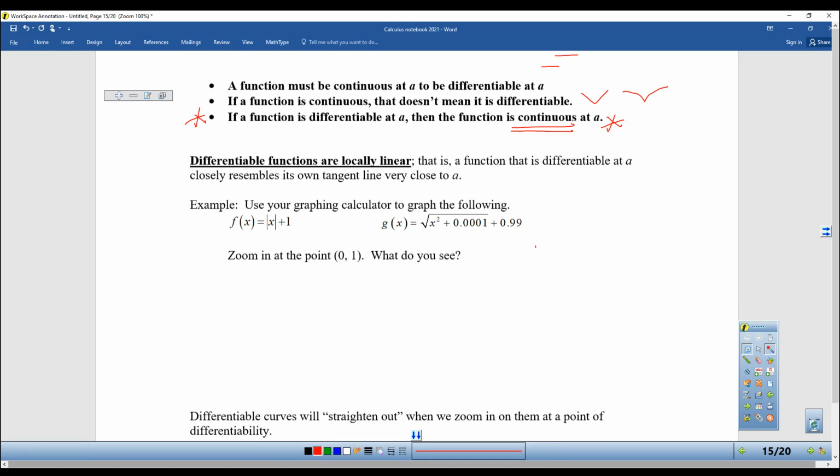Differentiable functions are locally linear. That is, a function that is differentiable at a closely resembles its own tangent line very close to a. Meaning, if you have a graph, if I zoom in closely enough on any one point, it should look like a line. You can't even tell that it's a curve. So we're going to do just a fun thing with f of x equals the absolute value, which you should all know has a point, and this function, which is a square root, which is going to look just like this, but this one is going to curve out.